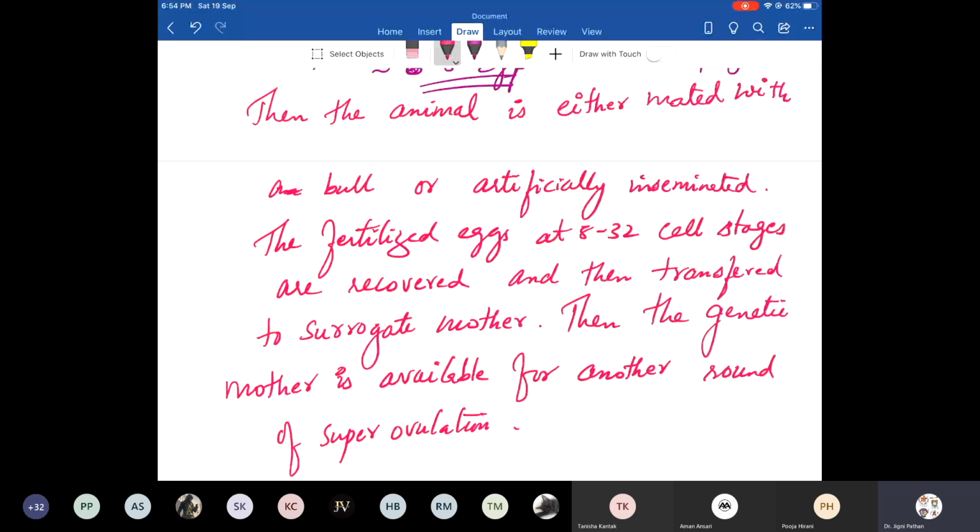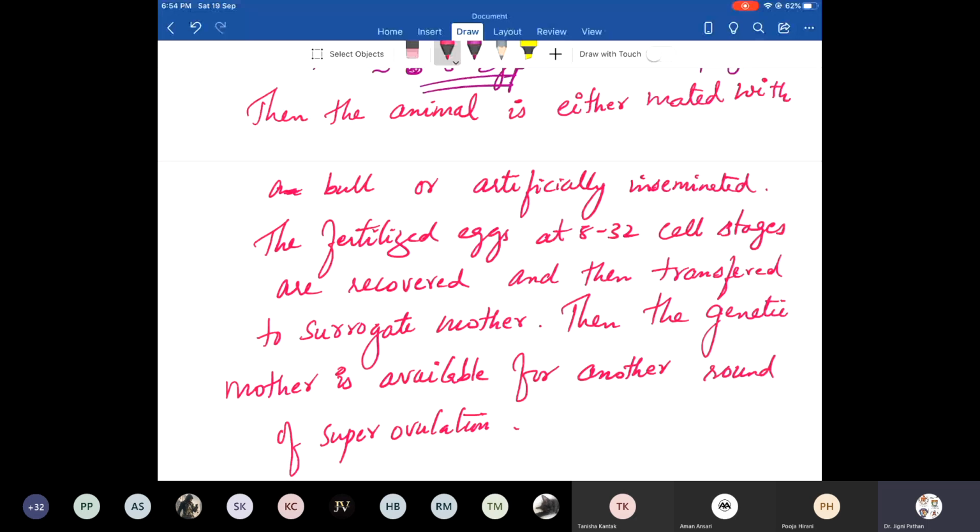See what they do. First, they take a cow and administer FSH so that the follicle gets stimulated. As follicles get stimulated, more ova, around 6 to 8, are released. This cow is mated with a bull, or artificial insemination is done, so that the sperm meets the ova and zygotes are formed. After zygote formation, there is cleavage to the 8, 16 or 32 cell stage. Once this stage is reached, before implantation, they remove these eggs and implant them into another surrogate mother.